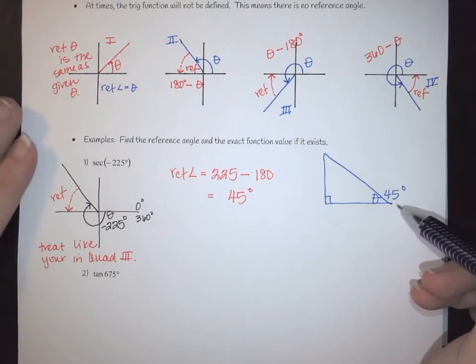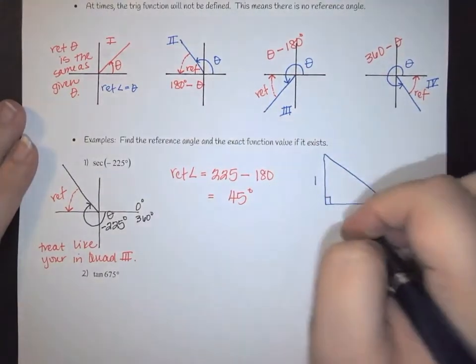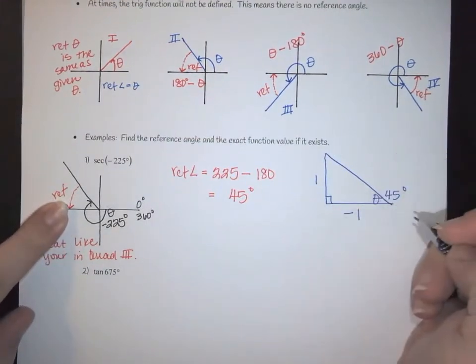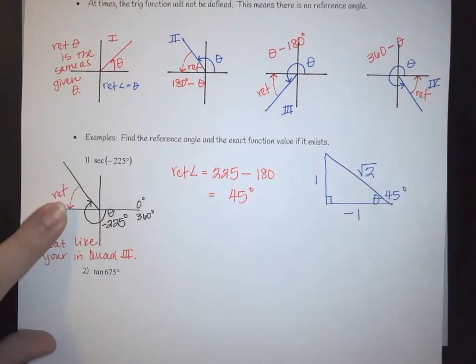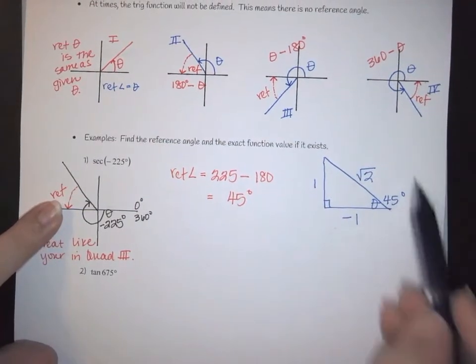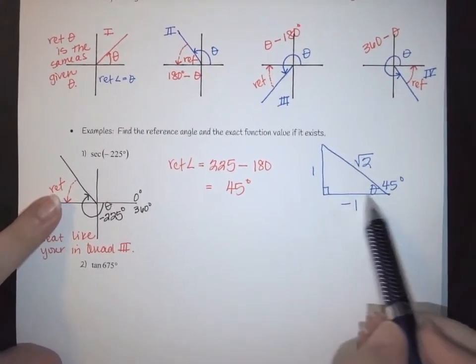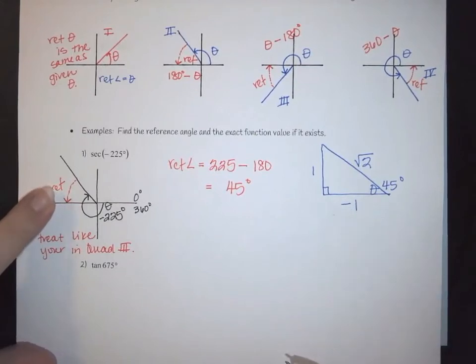Now that makes this a special triangle. What that means is that I know this is 1, and because of being in quadrant 3, that makes this -1, which makes my hypotenuse the square root of 2. Now this just comes from using the ideas of that unit circle. Okay, so your radius here is the 1, but again we're in quadrant 3, which makes it negative.